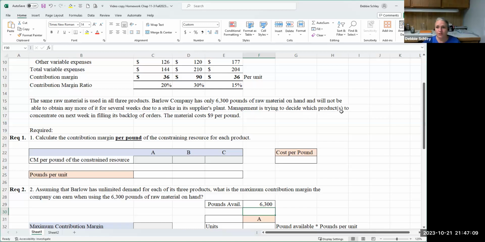Management is trying to decide which products to concentrate on next week in filling its backlog of orders. The material cost is $9 per pound. So I'm going to put that right here, $9 per pound.